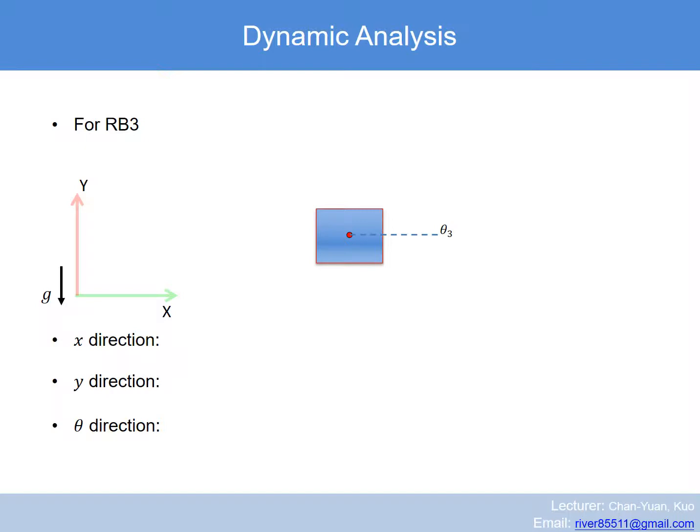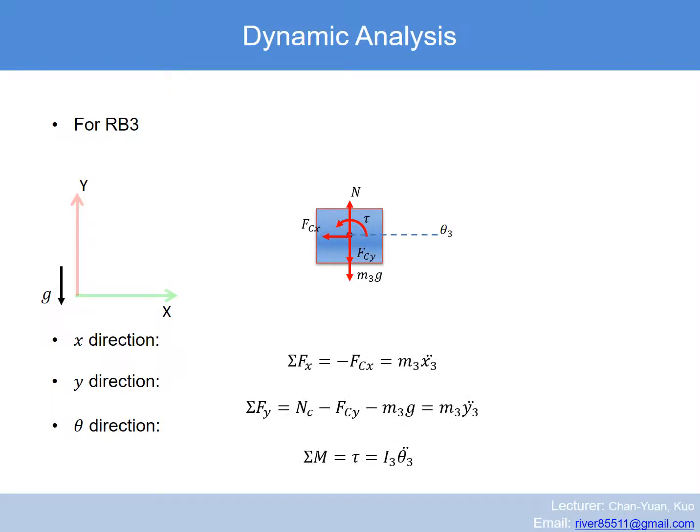Last, rigid body 3. The forces acting on rigid body 3 are the joint reactant forces Fcx, Fcy at pin C, gravitational force m3g, normal force n, and torque tau. Now we can derive these three equations. Note that the reason why there is tau is because the slider cannot rotate with respect to the ground. Therefore, a constraint torque tau is needed to cancel out the torques acting on the slider if there's any.